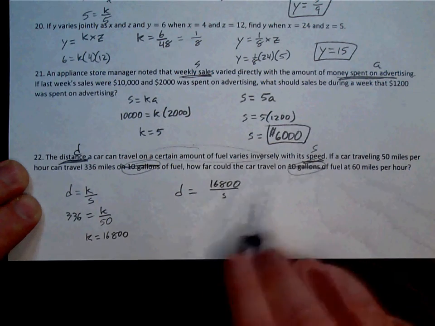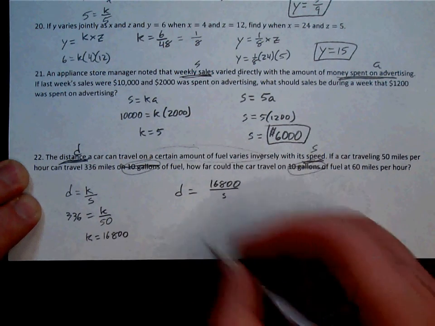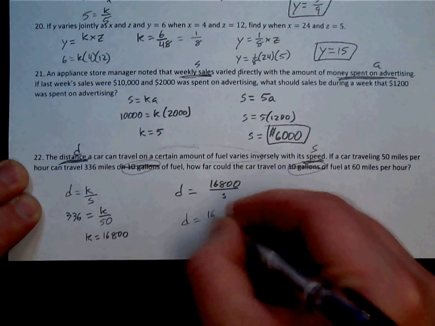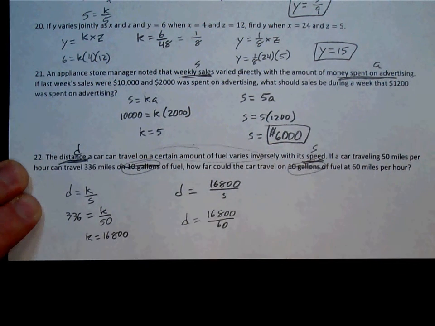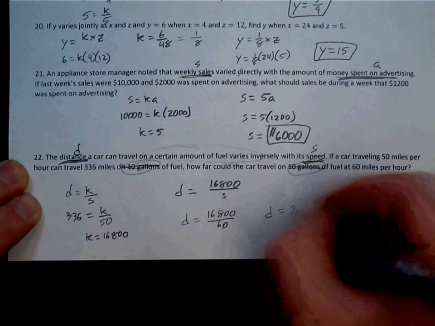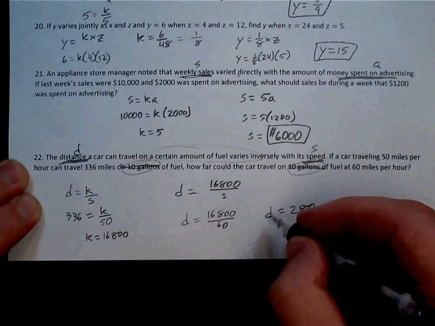So second situation, what would the distance be if we go 60 miles an hour? So we'll take 16,800 divided by 60 for 60 miles an hour, and we get that the distance would be 280 miles. So that's how far they would go in that case.